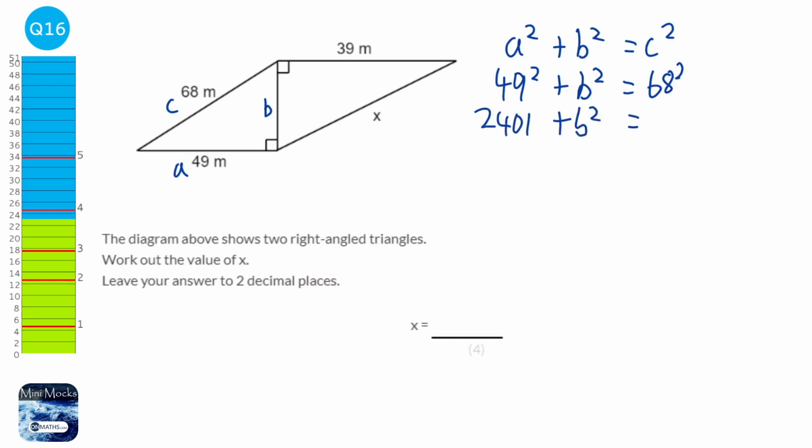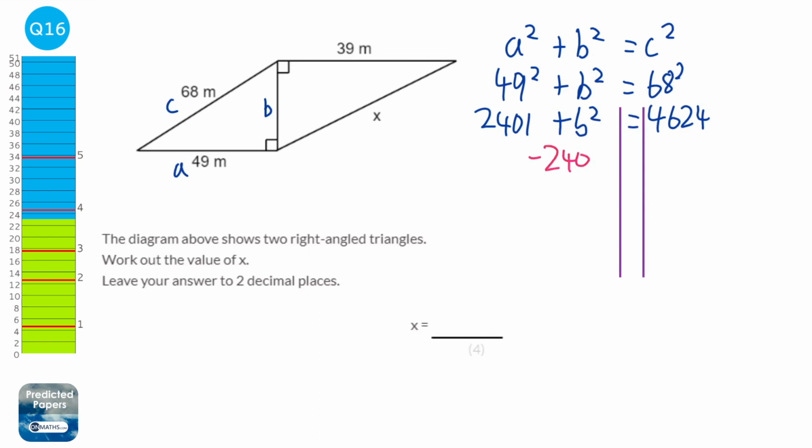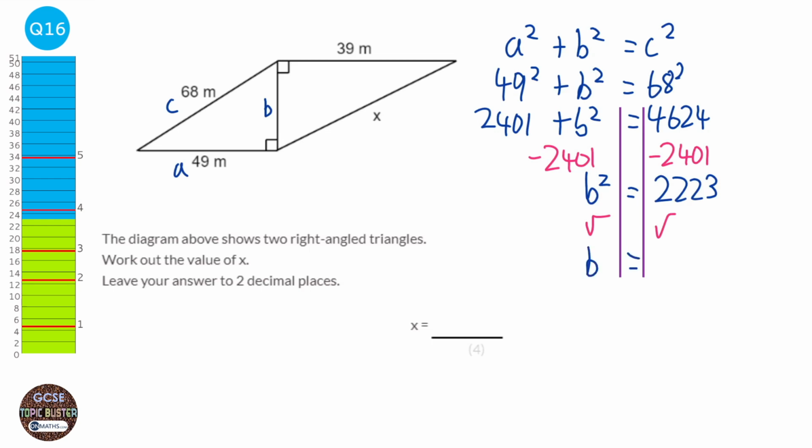And 68 squared is 4,624. So we are solving here, so let's get our lines down. And we're going to start by subtracting the 2,401 from both sides. So we've got b squared equals 2,223. Then we're going to square root both sides, and we've got b equal to 47.148, and so on.